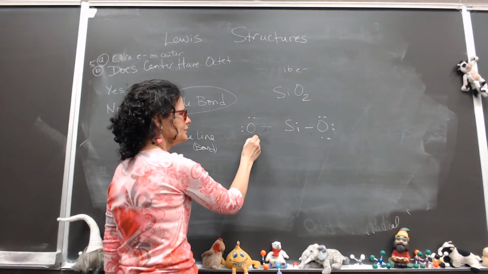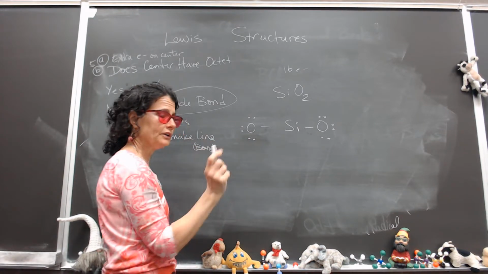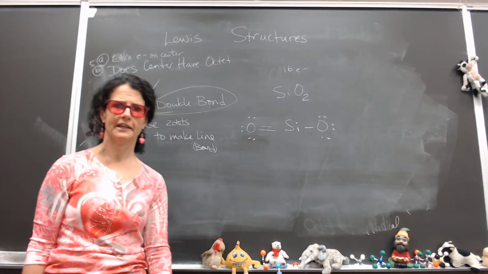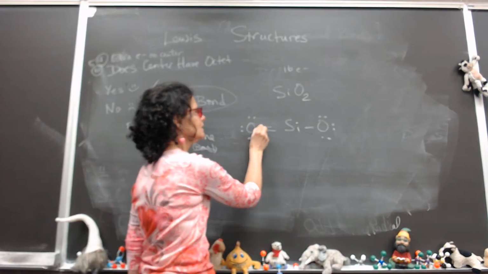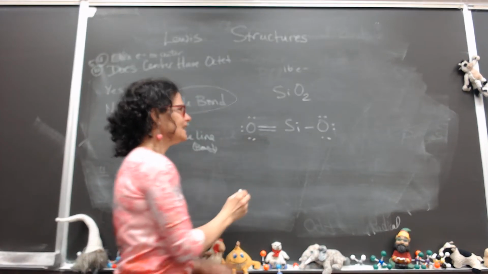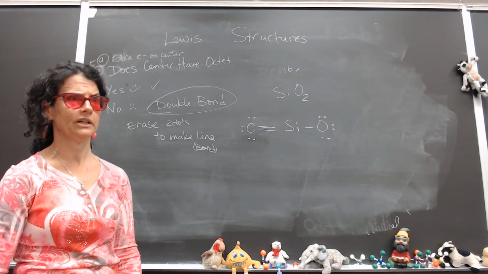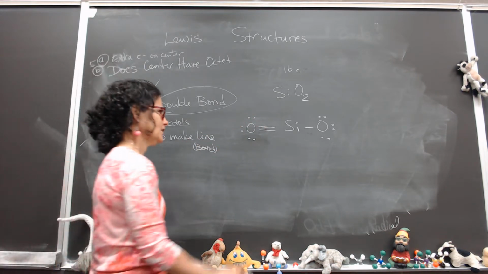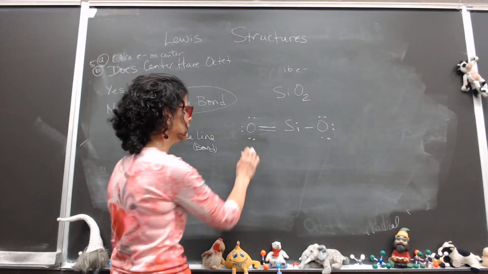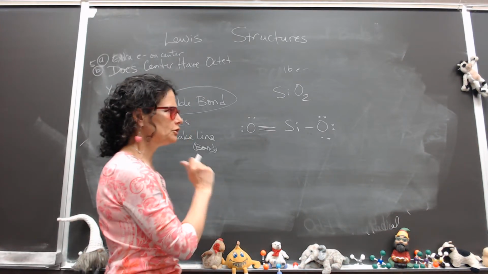So the reason you have to erase: if you did not erase and you just said, oh, okay, I'll put a double bond there, you can't do that, because that oxygen now has 2, 4, 6, 8, 10. Oxygen will not break the octet rule. It cannot. It does not. And when it does, it makes a free radical, and then we have trouble. You have to erase 2 and move them over.